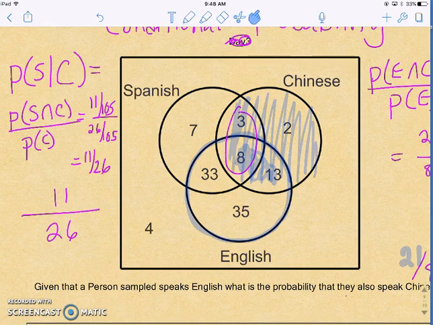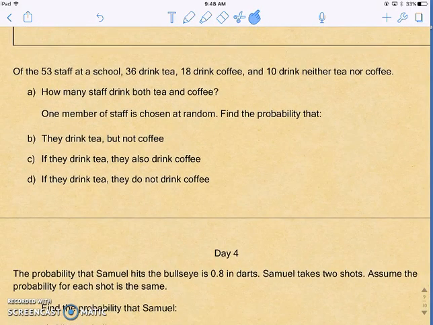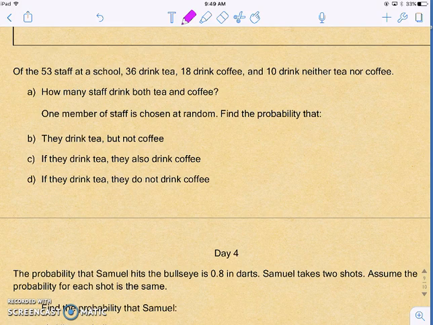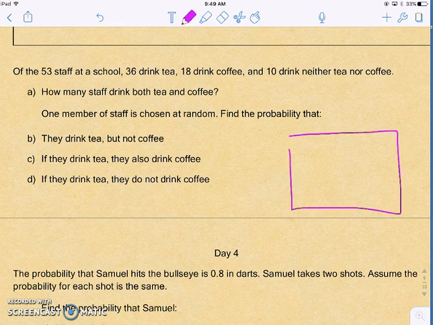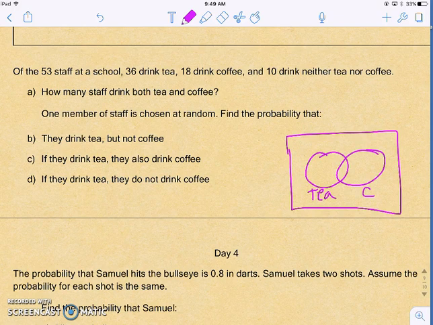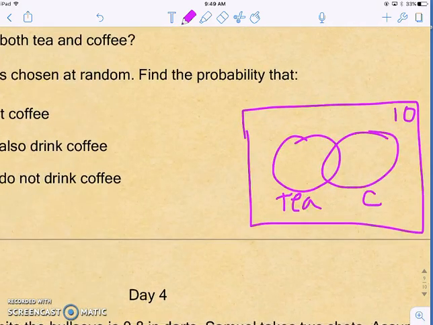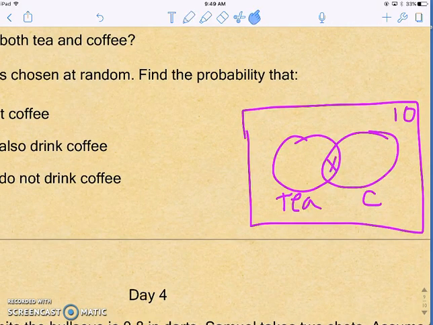So the last problem, we're going to just take a look at one problem today. Of 53 staff at a school, 36 drink tea, 18 drink coffee, and 10 drink neither coffee nor tea. So we've got to figure out numbers here. How many drink coffee and tea? Well, we don't know that, so let's see if we can come up with a Venn diagram here. So we have tea, coffee, 10 drink neither. There's 53 total. We don't know how many are in the middle, so we'll put an X.